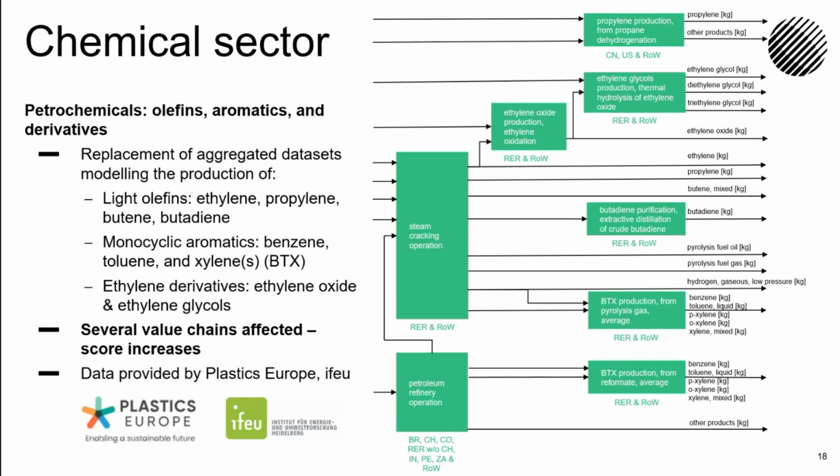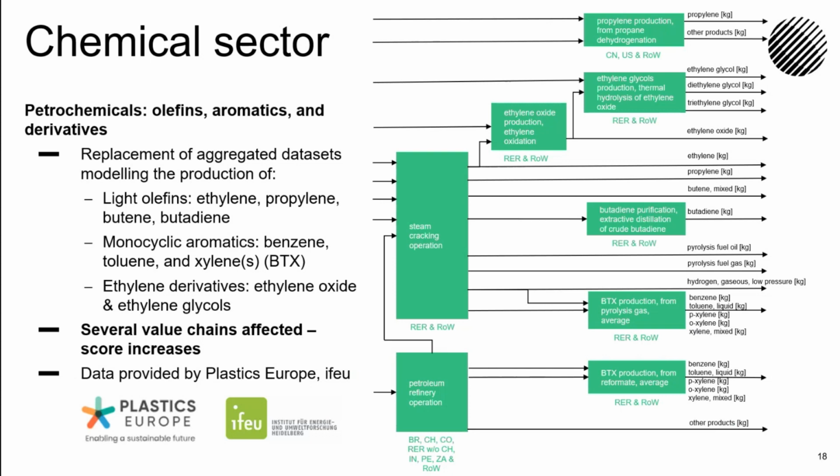One of the major updates for version 310 concerns the replacement of datasets modeling the production of olefins and aromatics. As you might know, light olefins and monocyclic aromatics are essential raw materials used in the production of a wide range of chemicals and plastics, which are then used in manufactured goods in various industries.